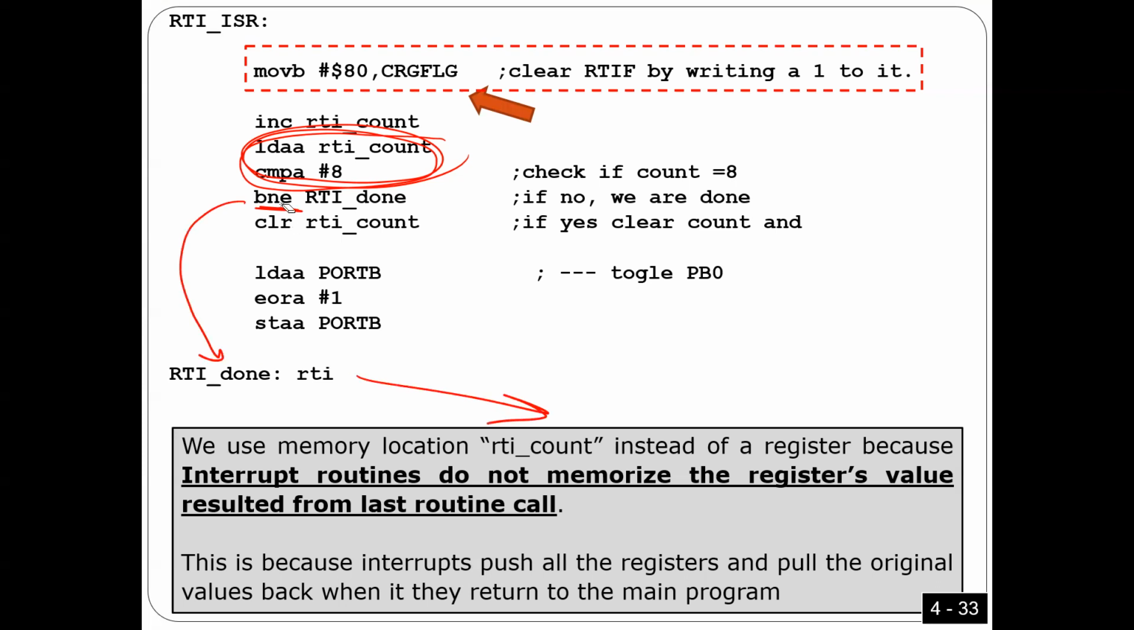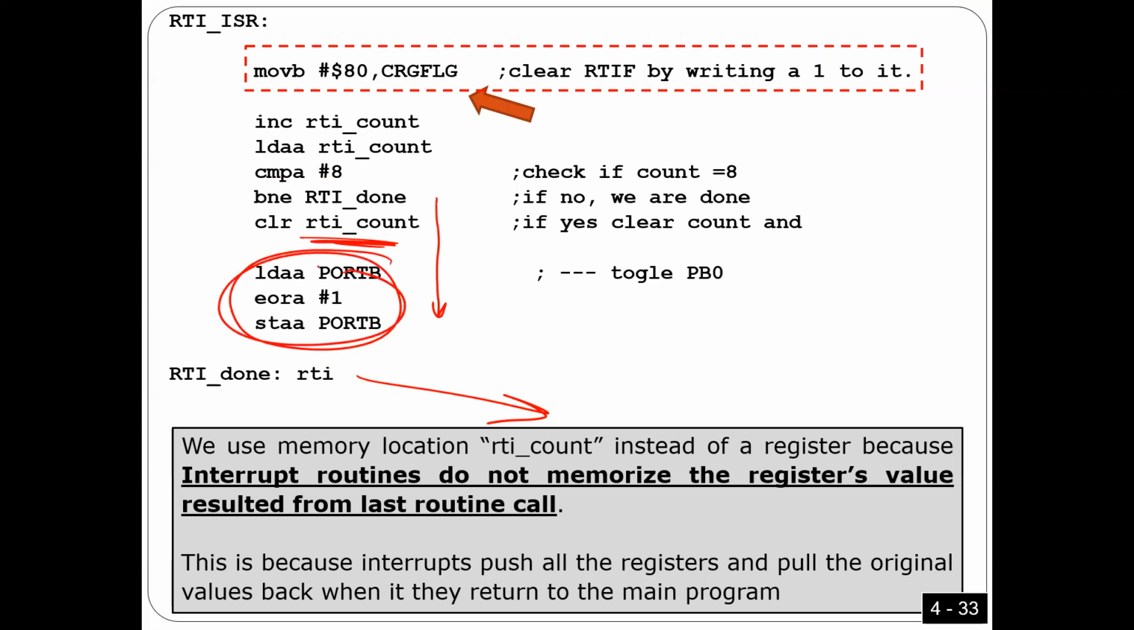Every time, if it is equal to 8, I'm going to come here. Number one, I have to clear the counter so that I can count for another 8, right? And then I'm going to flip the LED, as you see it. So this part is going to be executed every 8 interrupts. Every 8 interrupts means every 1 second.